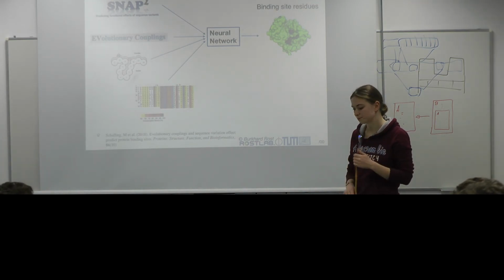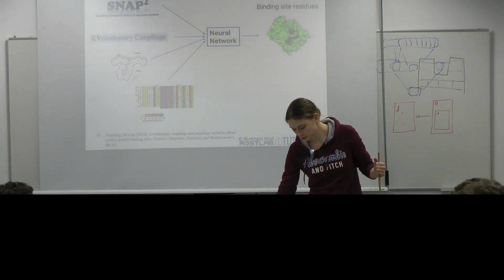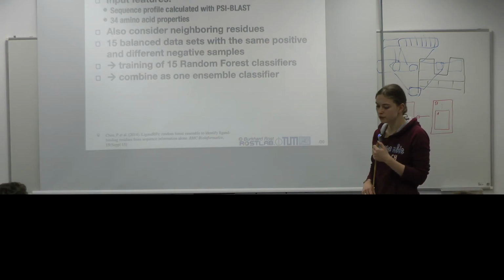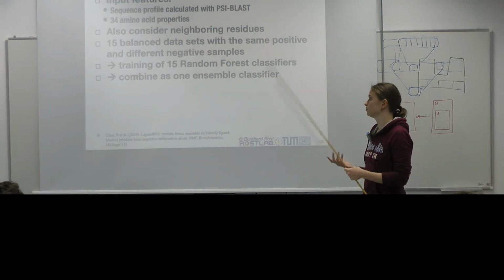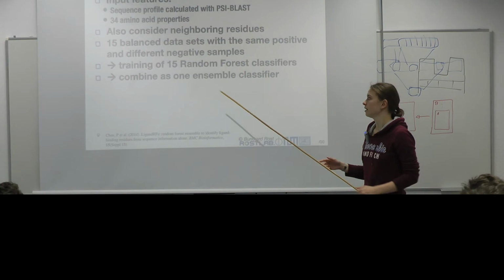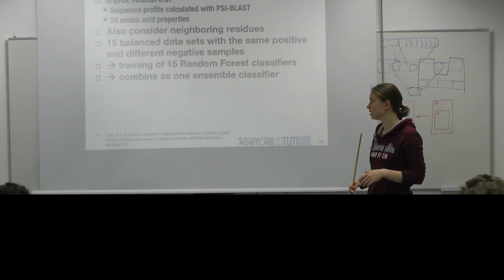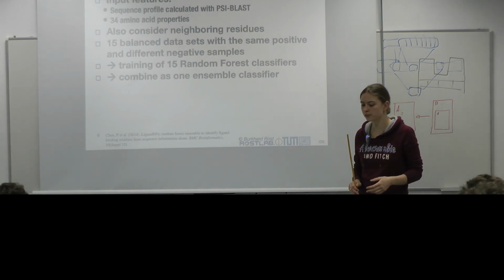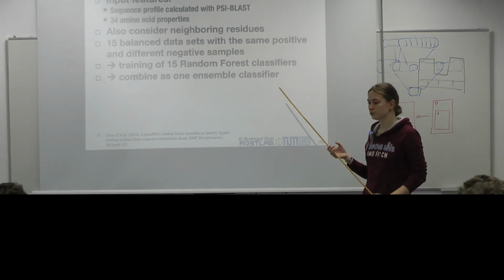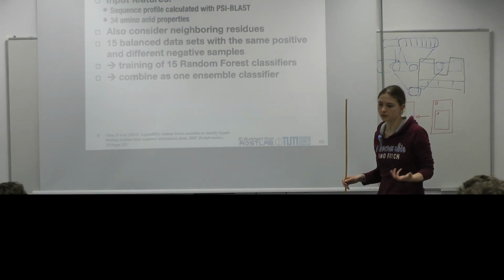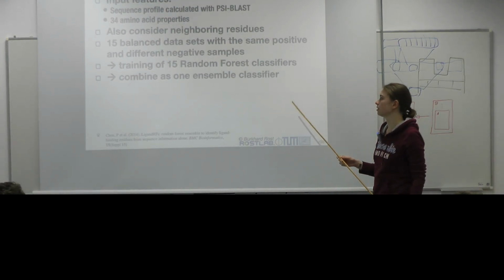Okay, so let's move to something completely different, which is ligand RFs. What they do is use a sequence profile as an input, which is also something that is commonly done. And then they use 34 amino acid properties that they identified from a list of 500 as the most informative ones. They also consider neighboring residues, so they have a sliding window, which makes sense because, of course, the environment influences the residue that you are considering right now.